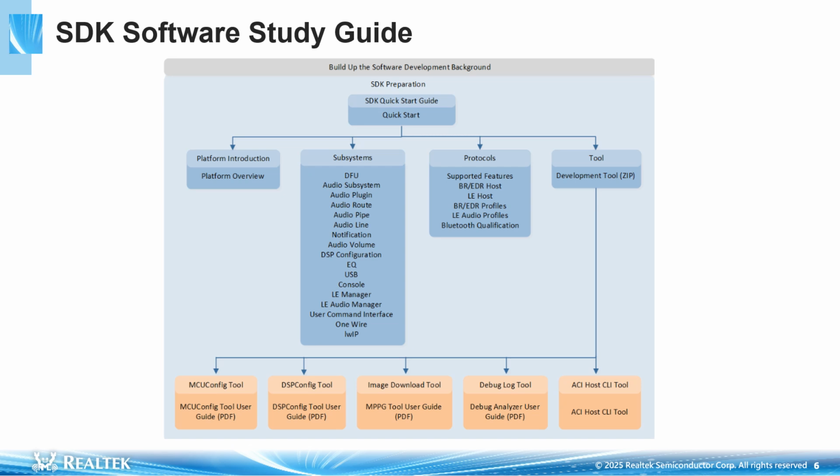Next is the subsystem and protocol. If you want a deeper understanding of the features provided by the SDK, you can study this part. The subsystem module provides a collection of Realtek official libraries and subsystems, such as audio, LE audio, USB, console, etc. The protocol section mainly introduces the features supported by the Bluetooth stack or profile and provides a detailed explanation of the Bluetooth host stack or profiles, including LE audio profiles.